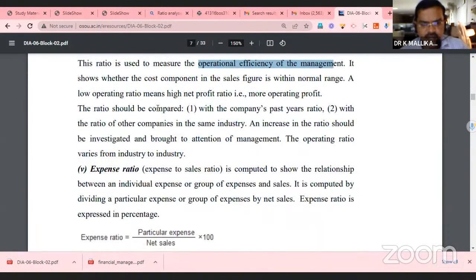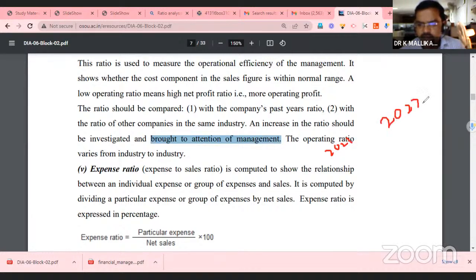And this ratio should be compared with the company's past ratios and also other companies' ratios in the same industry. An increase in the ratio should be investigated and brought to the attention of management. So for example, see that we have two years of data, 2021 data and 2022 data.